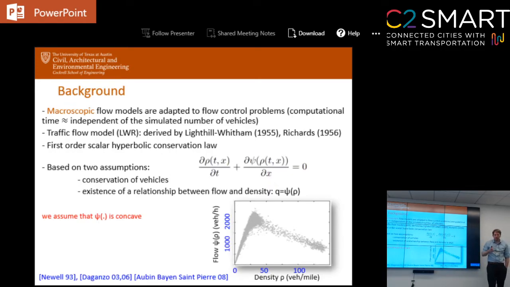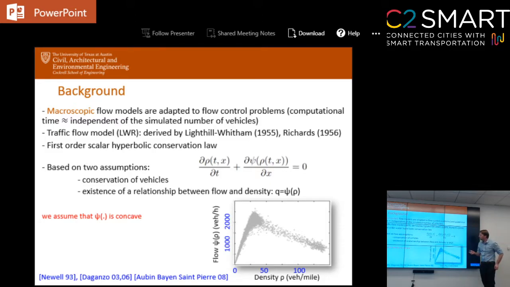So we are using the macroscopic LWR flow model, the Lighthill-Whitham-Richards flow model, which is a classical model that is used in most works. So why are we using a macroscopic model? We use macroscopic models because their computational time is independent of the number of vehicles that we simulate, so it's very interesting from a computational standpoint. That means that if you try to do a predictive control, for example, or estimation, your computational time is consistent and it doesn't depend on how loaded the network is.